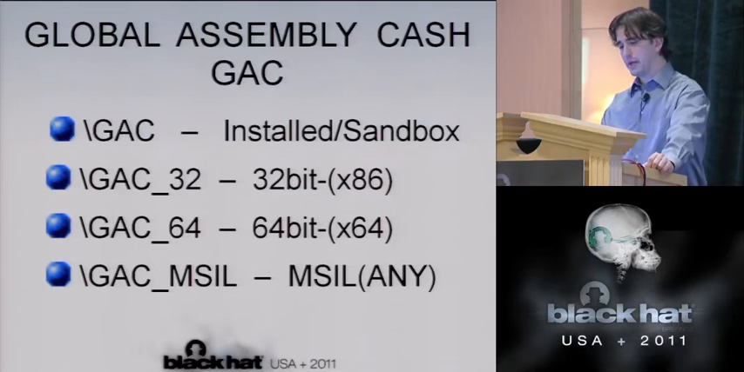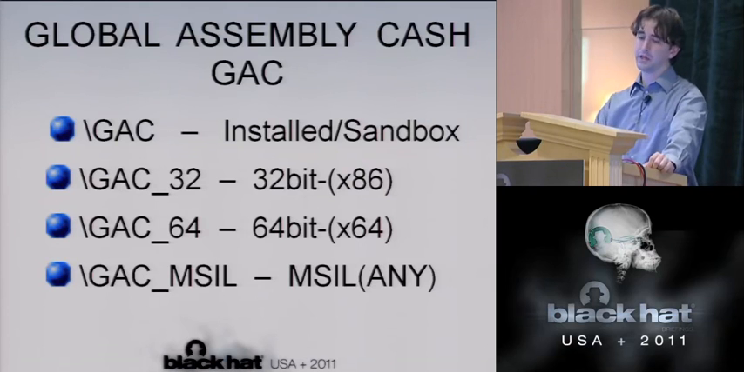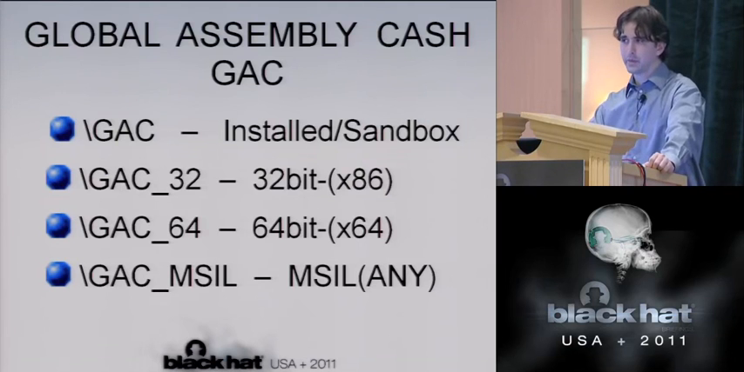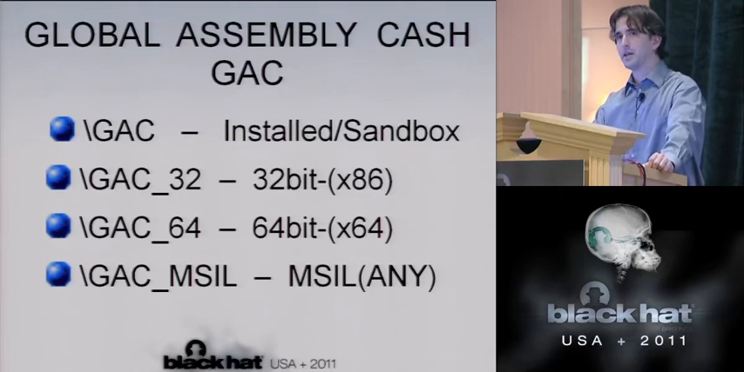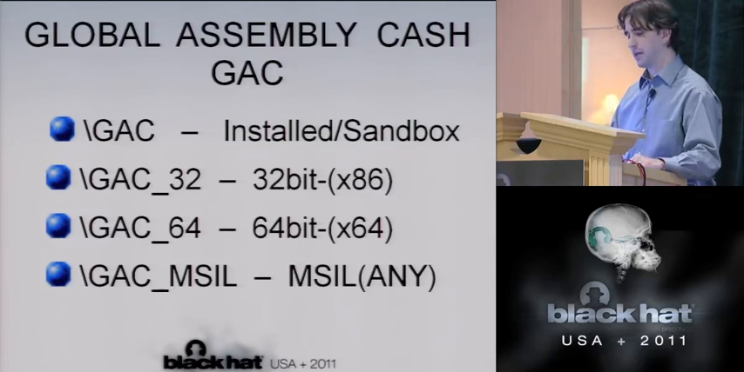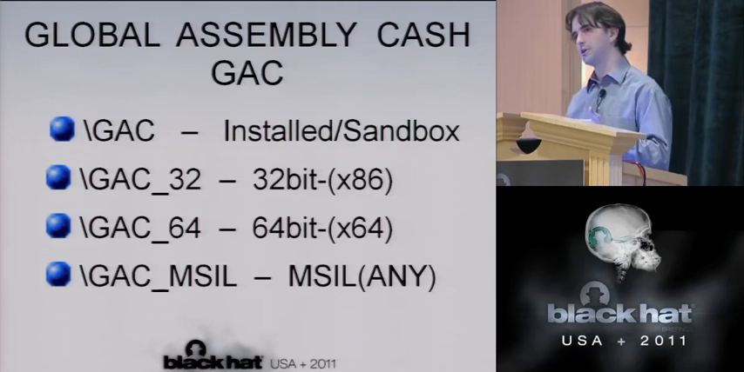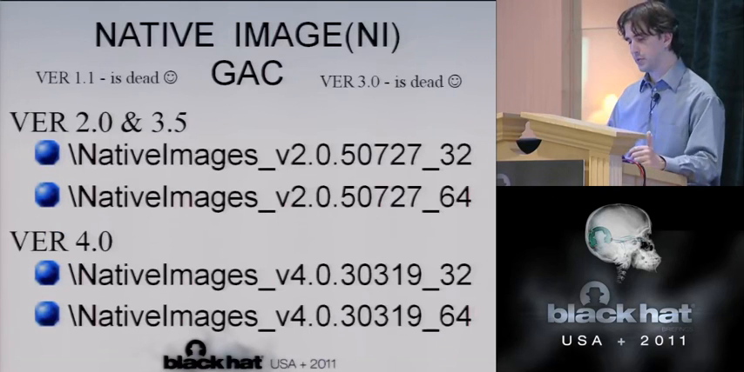This is what the GAC's made out of. In the GAC, you'll find your installed and sandbox stuff. You'll find GAC_32, which is applications compiled specifically for 32-bit, GAC_64, and GAC_MSIL. MSIL is the top-level .NET. Anything written in MSIL will compile down to run on any .NET platform. So when you're attacking your application, if it's 64-bit, you know where to find its DLL. And of course, you can just look at it from the process.